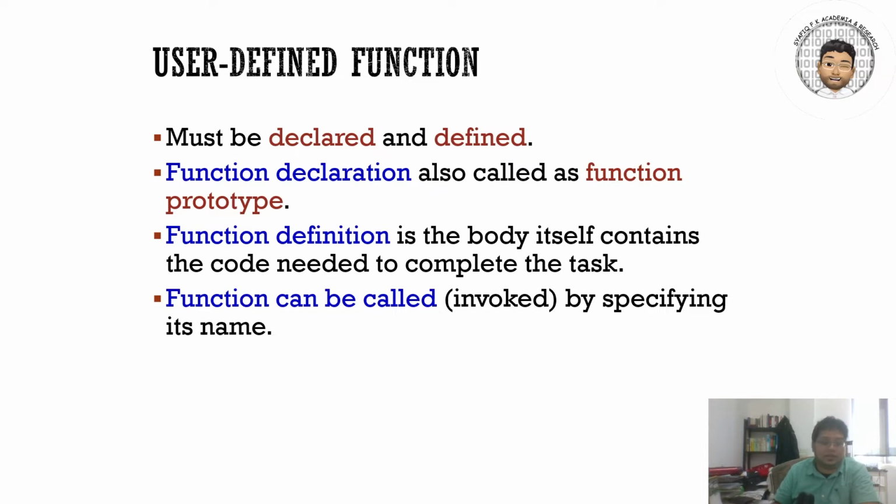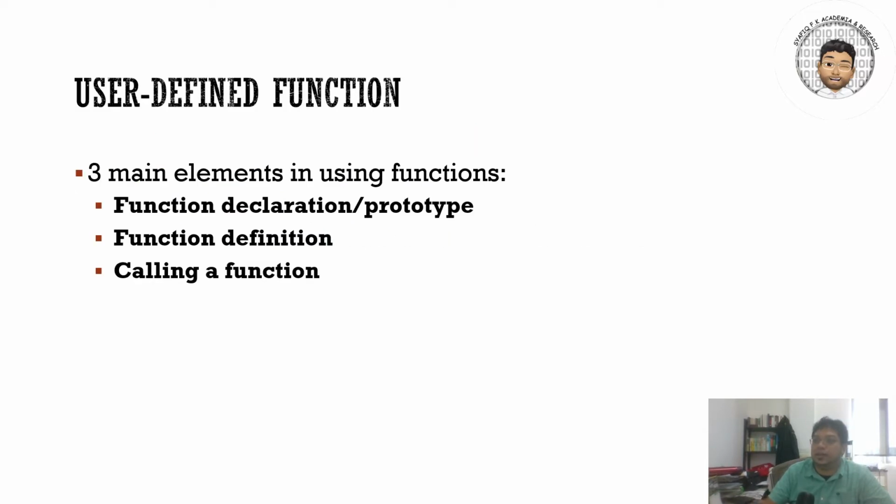So what is exactly the sine function? The sine function is a part of a mathematical equation that you create so that you can use it anytime that you want. So it can be called multiple times lah. There are three main elements in using a function: the function declaration, or prototype, the function definition, and how you call the function.